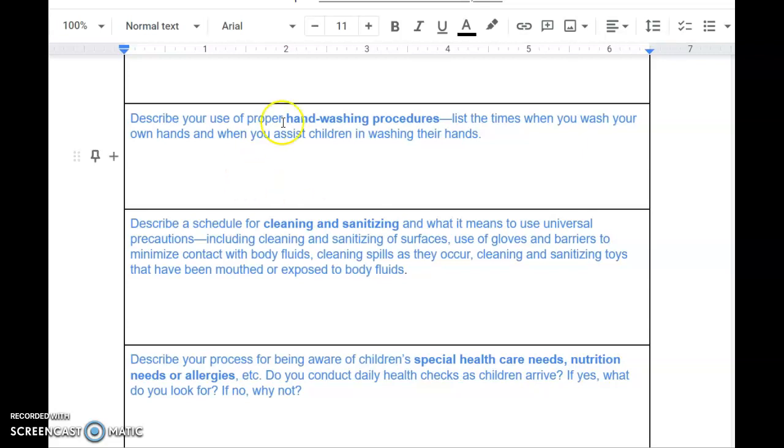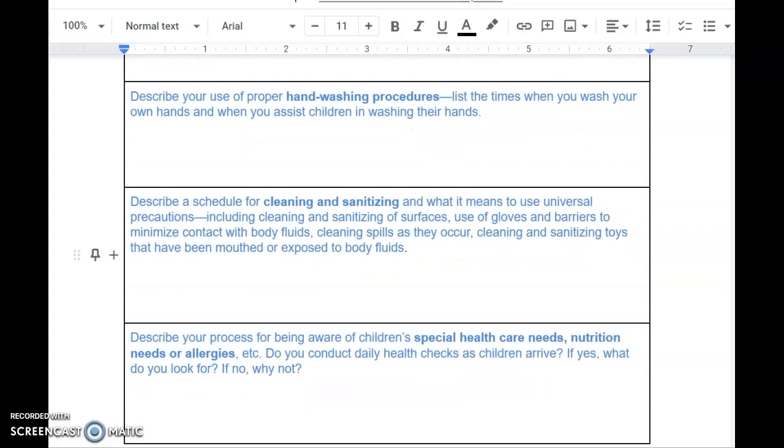Describe for me, please, your hand washing procedure. So go over all of that. Describe for me your cleaning and sanitizing procedure. And if you don't know some of these, please talk to your co-op teacher because they will be able to help you with this. So this isn't something that you already know. This is your learning experience for that. All right, that's what you're working on this week.